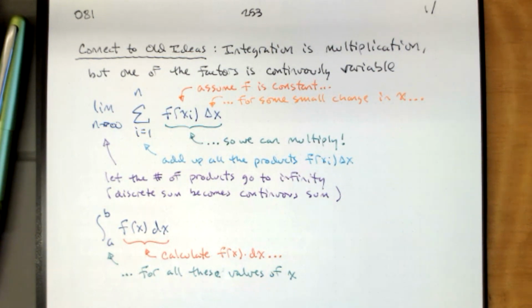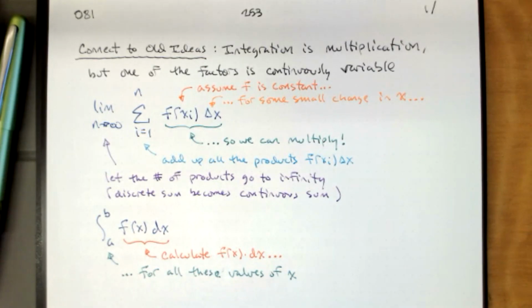In the integral, we've got to remember what we're calculating is f of x times dx. And we're doing this continuously for all the values of x from a to b. The integration part is telling you what values of x to plug into f of x dx. So we calculate f of x dx for all the values of x. The integral is saying plug these numbers into the f of x dx.